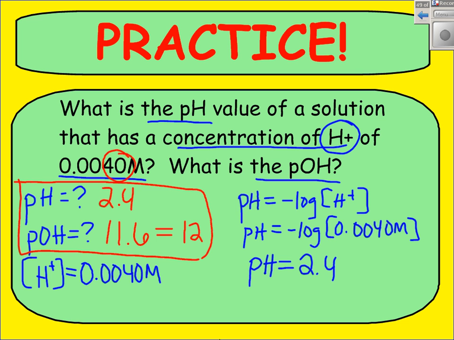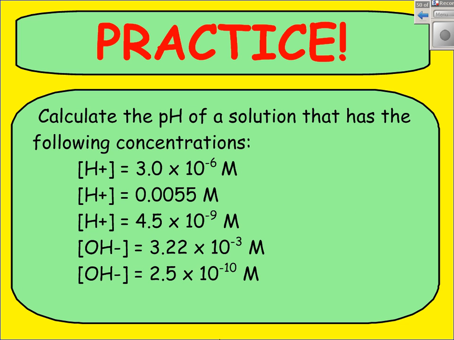Let's give you some practice right now with calculating pH and pOH. Pause the video and work these out, then hit play to reveal the answers. All right, for the first one, we take negative log of 3.0 times 10 to the negative 6. The pH for that is 5.5. For the second one, we take the negative log of 0.0055, and we get a pH of 2.3. For the third one, we take negative log of 4.5 times 10 to the negative 9th. Our pH is 8.3.